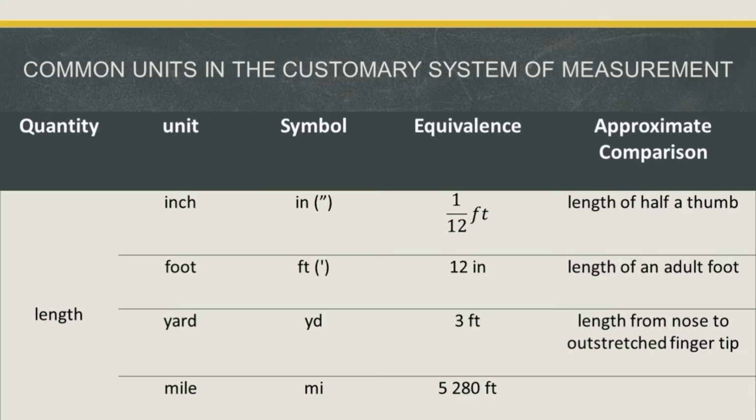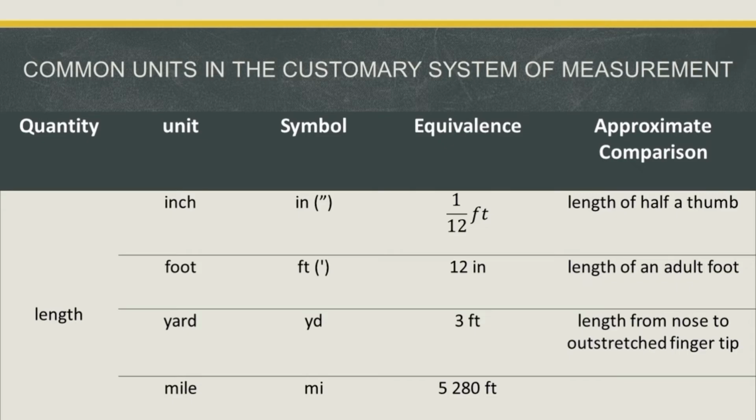Here are the common units in the customary system of measurement. We have the labels quantity, unit, symbol, equivalence, and approximate comparison. First, under quantity, we have length, and its units are inch, foot, yard, and mile. Let's start with inch. Inch has a symbol of in or a single quotation mark. The equivalence is 1/12 feet. The approximate comparison is the length of half a thumb.